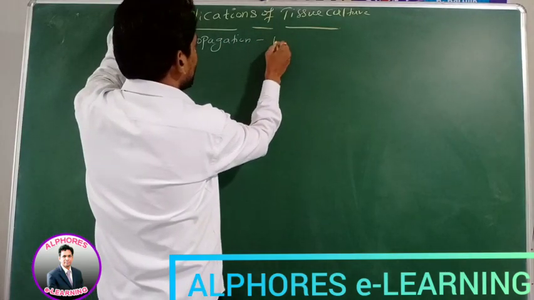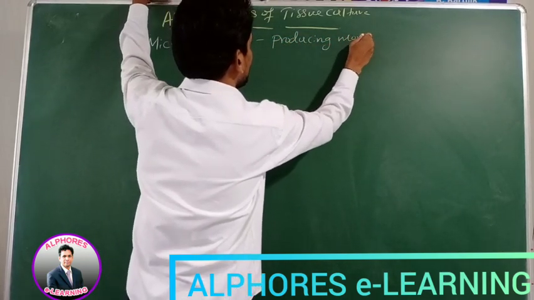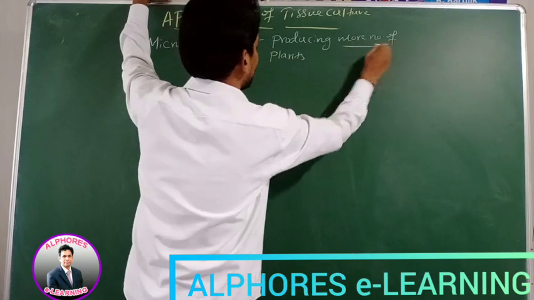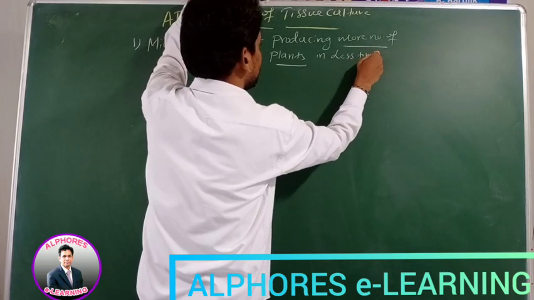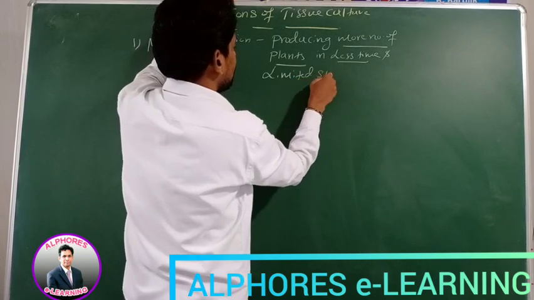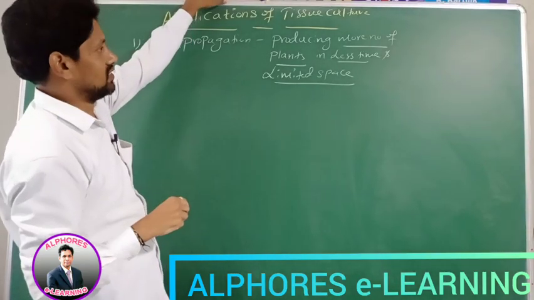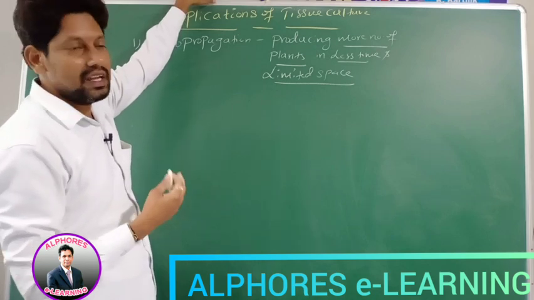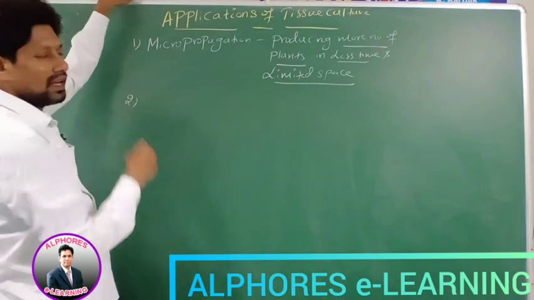What does micropropagation mean, sir? Producing what? More number of plants, in less time and limited space. Therefore, time is less, space is limited. Producing more number or large number of plants in less time and less space is called what, sir? Micropropagation.